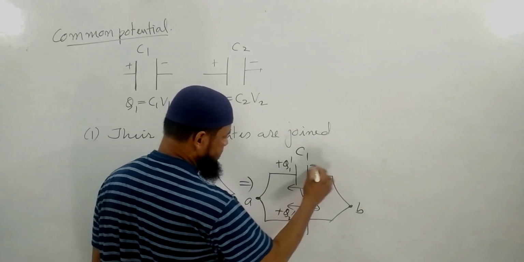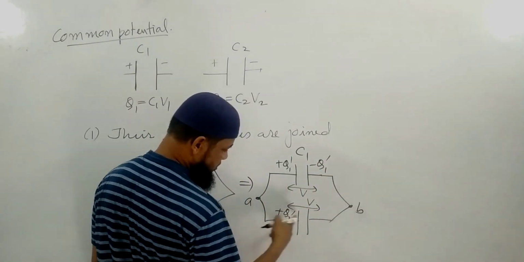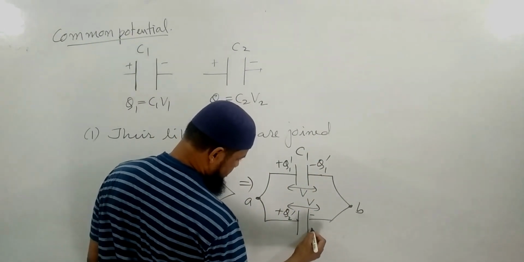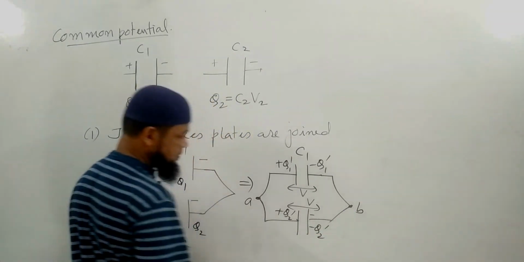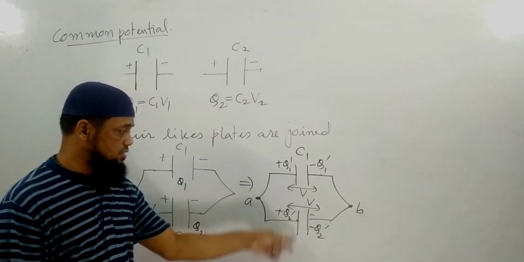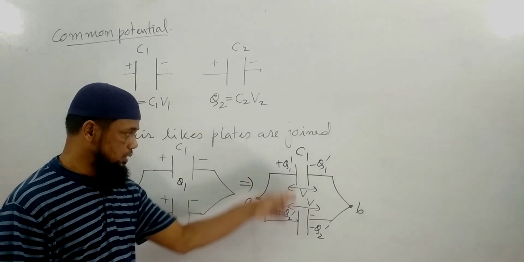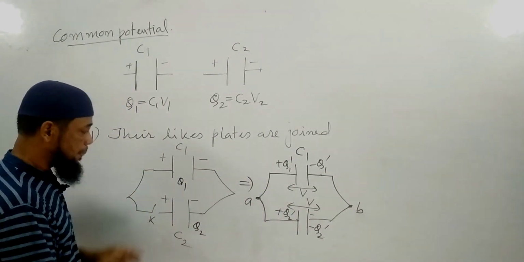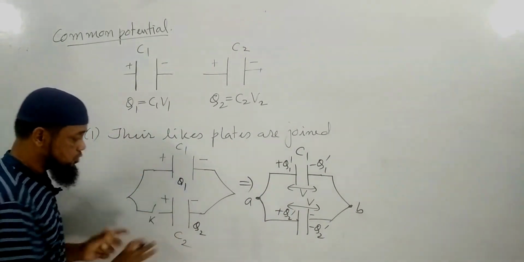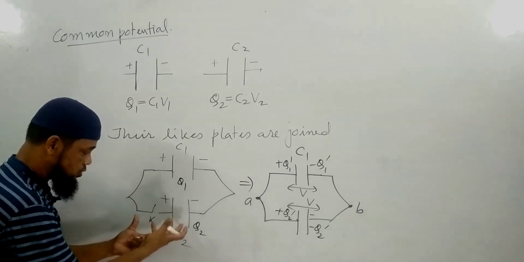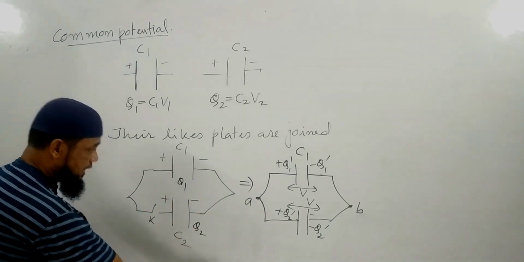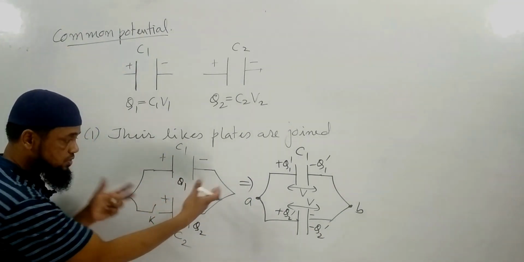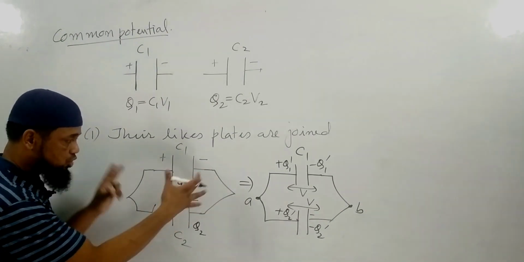If this is Q1 dash, then on this side minus Q1 dash. If this is Q2 dash, then on this side minus Q2 dash. This is the new charge that is going to appear on these particular surfaces. But these two capacitors were isolated. They're not having any connection with an external source, an external battery, which can supply charge.